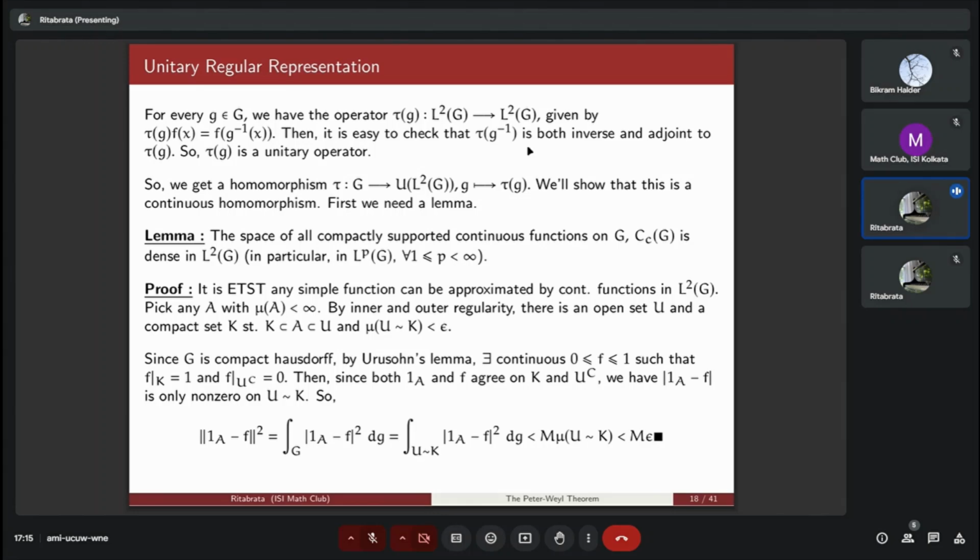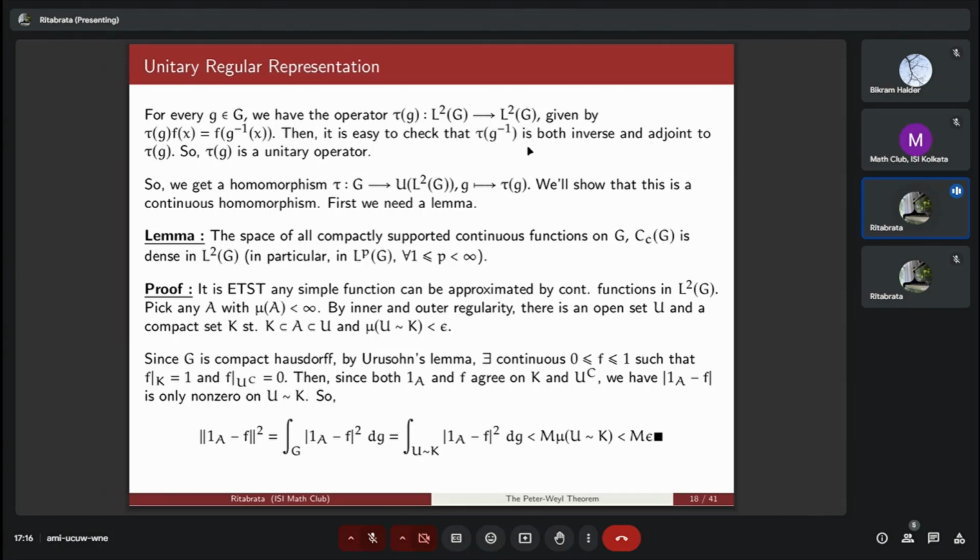It is enough to work not with simple functions, but to approximate any indicator function by a continuous function. The linear combination will follow very similarly, and for any arbitrary integrable function, we can just use a sequence of simple functions and the monotone convergence theorem, the standard measure theory things. So we pick any A with mu of A less than infinity. We'll try to show that the indicator function of A can be approximated well by such continuous compactly supported functions.